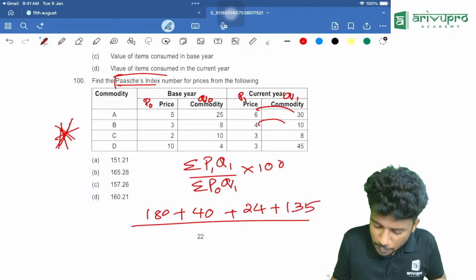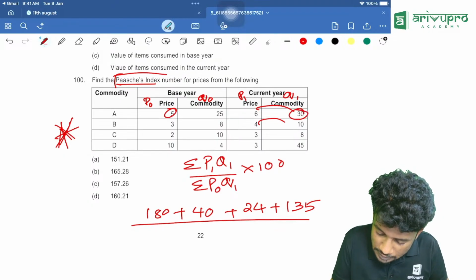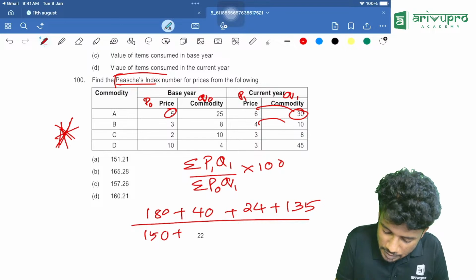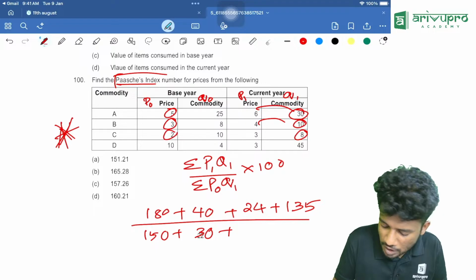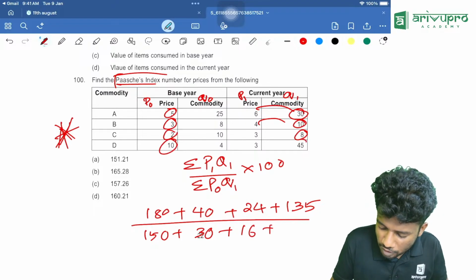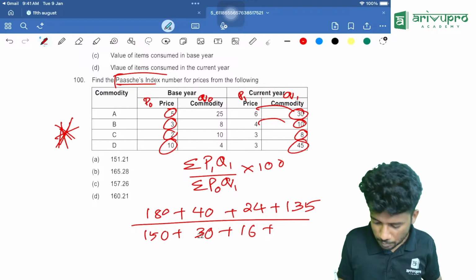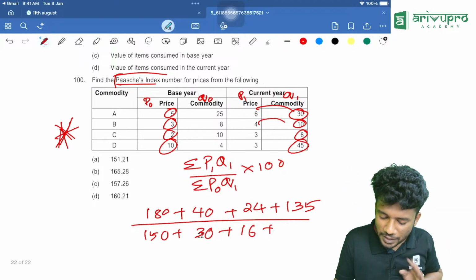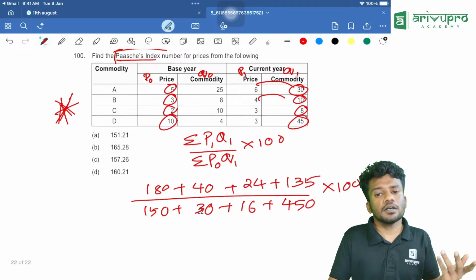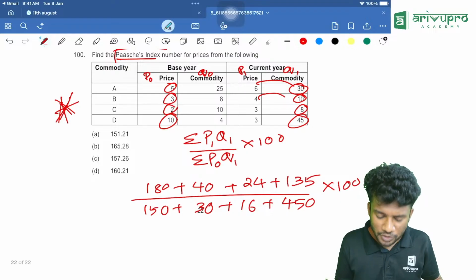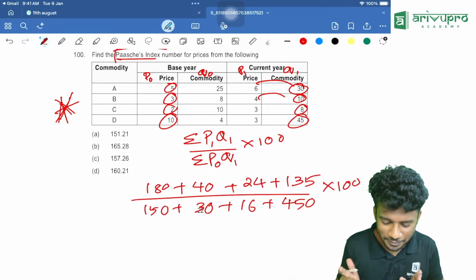135, divided by P0 Q1. P0 is how much? 5 into 30 is 150, plus 3 into 10 is 30, plus 2 into 8 is 16, plus 10 into 45. That is the wrong part, because 10 should not be there. It should have been 1 or some small number. Then 10 into 45 would be 450, into 100. You can get me the answer. How much are you getting? You can type it in, but you will not get any answer from the options.